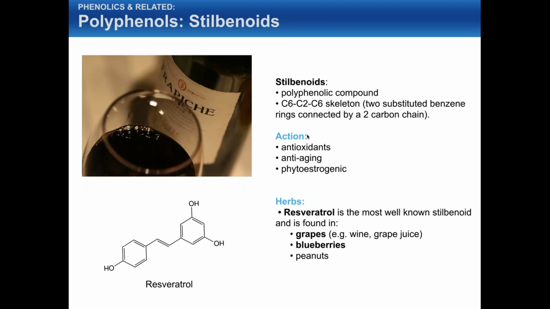Starting with the stilbenoids, a lot of the health benefits of red wine are associated with the stilbenoids and also the anthocyanidins. The anthocyanidins give red wine that nice red, rich color to it. Resveratrol is a stilbenoid that's found primarily in grapes, but you will find it in blueberries and peanuts to some degree as well. And because it's a phenolic compound, it has a lot of antioxidant effects to it.